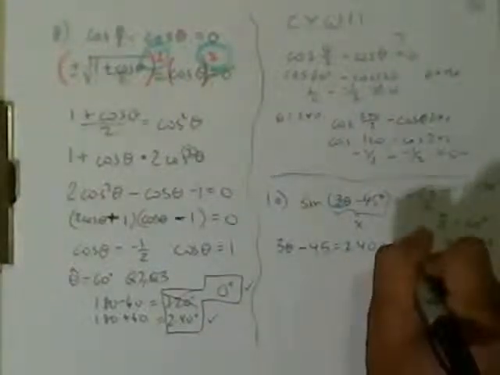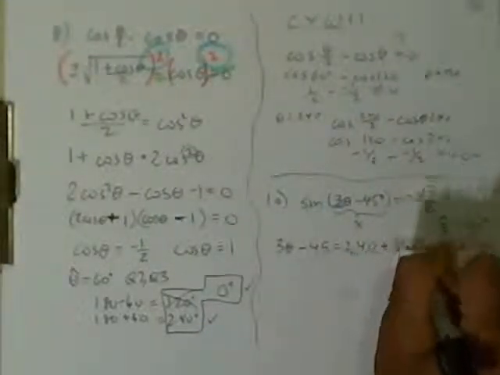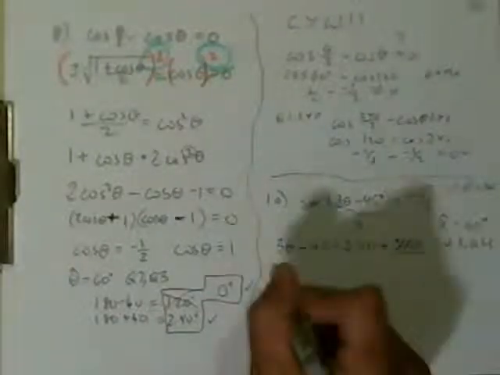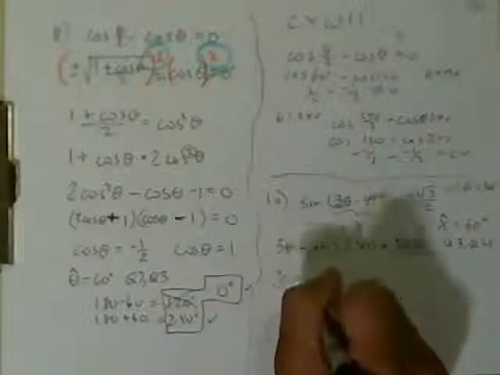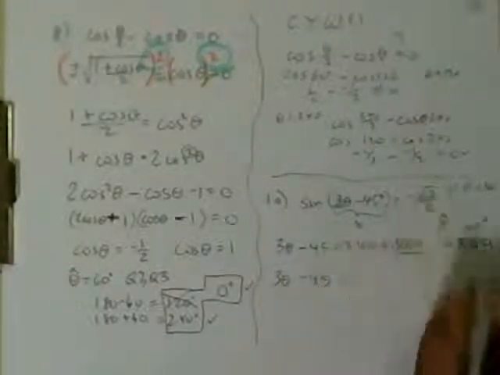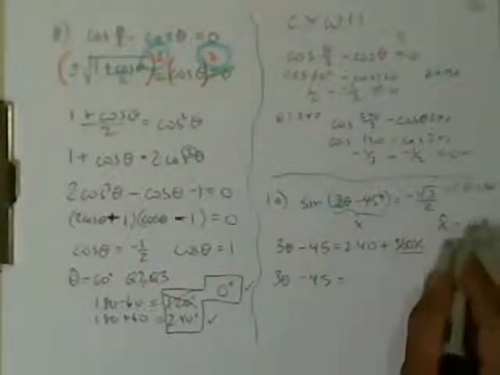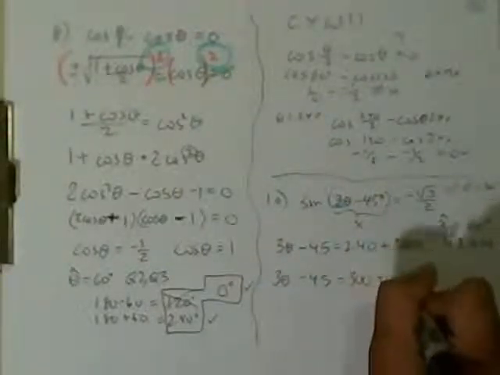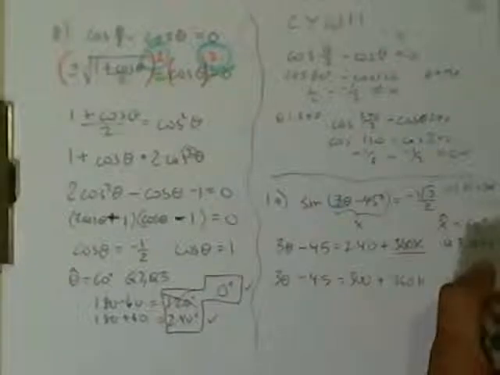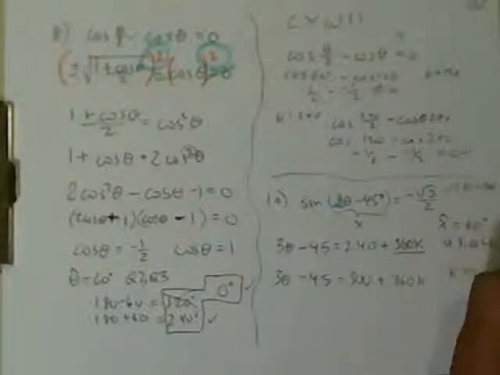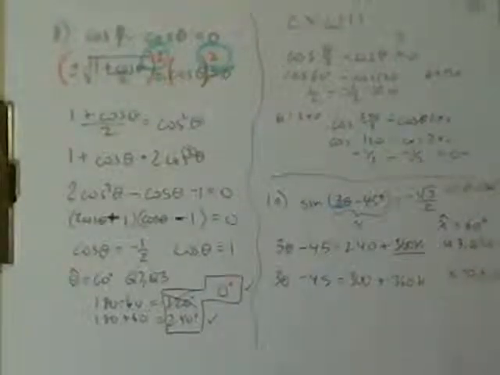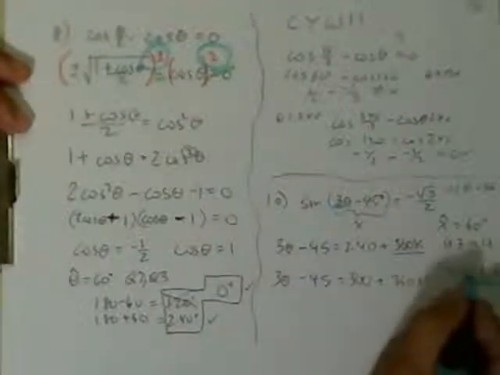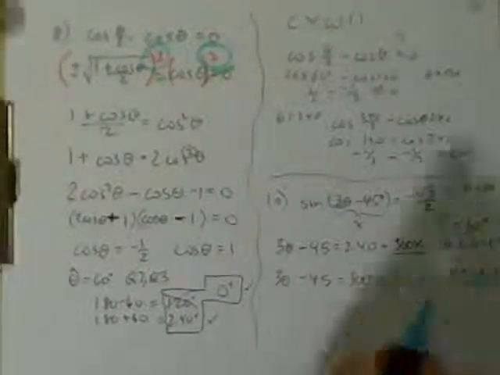plus 360k. Don't forget to add the 360k. Okay. 3 theta minus 45 degrees has to equal, in quadrant 4, 360 minus 60, which is going to be 300 plus 360k. And you can write down k equals 0, 1, 2. That's the 3 rounds that you saw here. You're going to do the first round, the second round, and the third round.